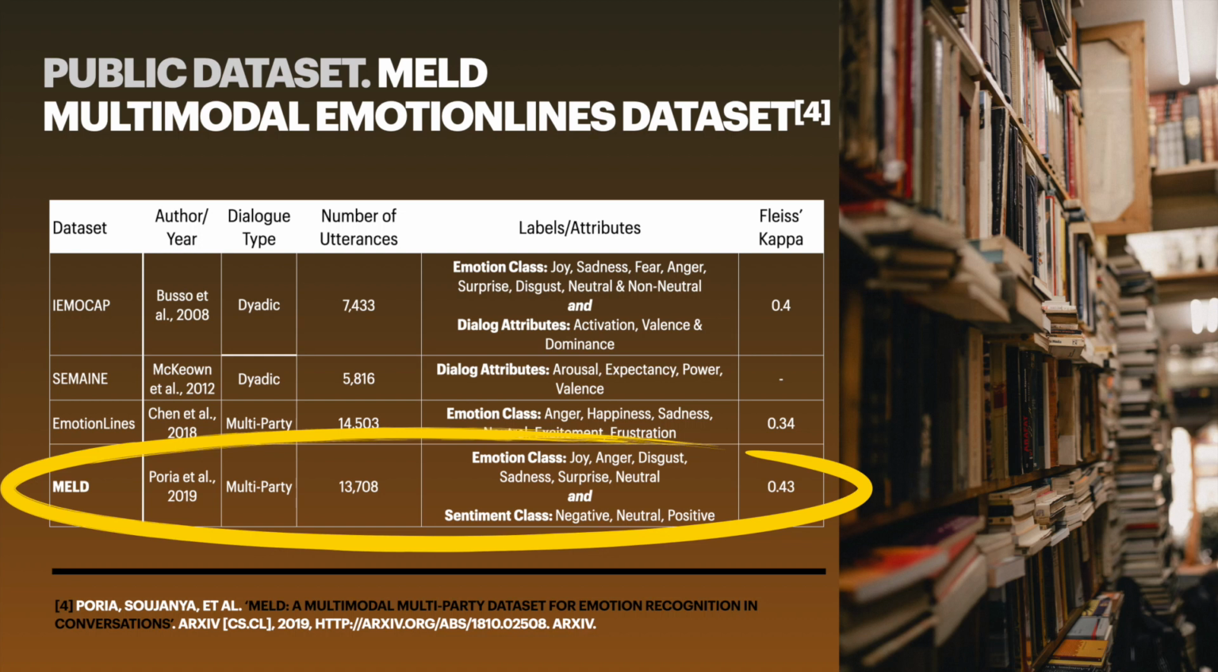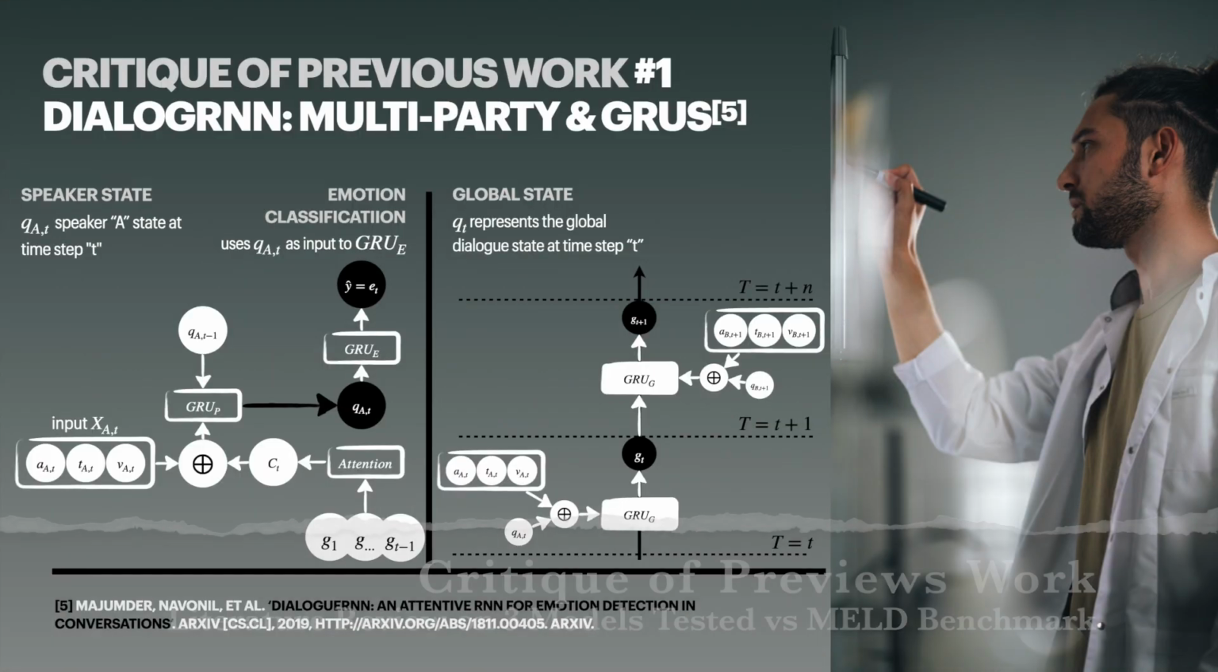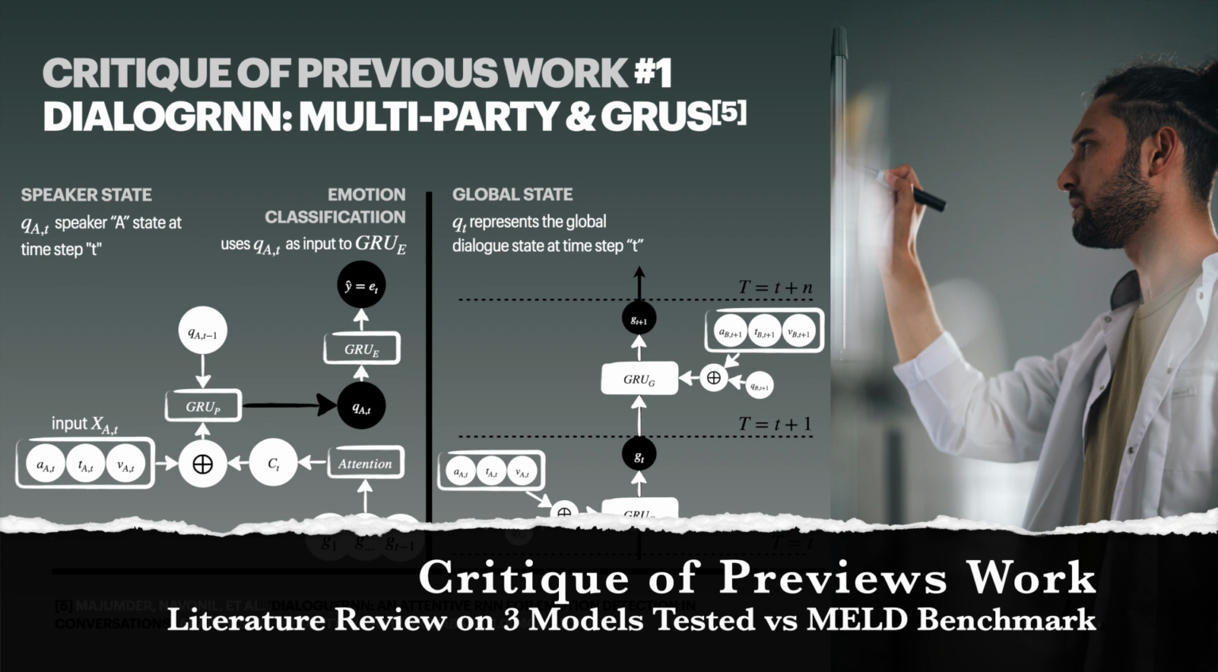The MELD dataset adds a sentiment polarity label on top of the EmotionLines dataset and also delivers a significant quality improvement with a Fleiss' kappa score of 0.43. Three research papers were added to our critique of previous work.